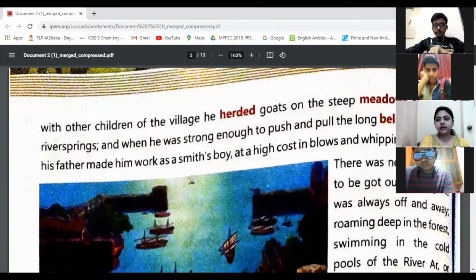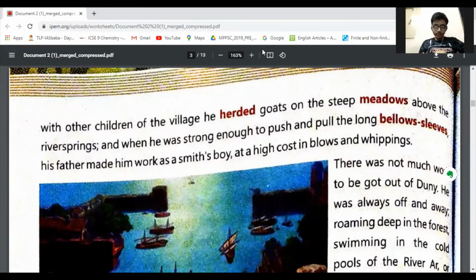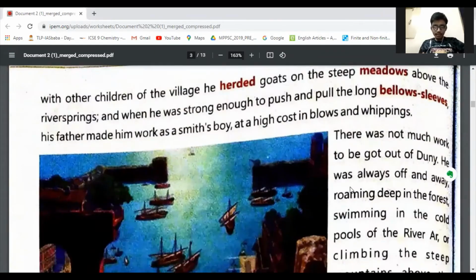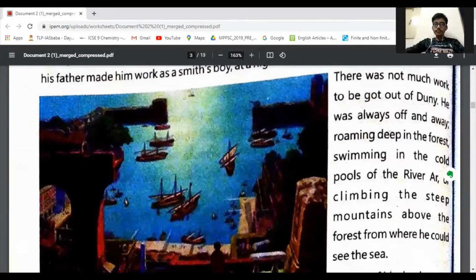Athar, you can read ahead. There was not much work to be got out of Duni. He was always off and away, roaming deep in the forest, swimming in the cold pools of the rivers, or climbing the steep mountains above the forest from where he could see the sea. Okay, you can mute yourself. One paragraph at a time.